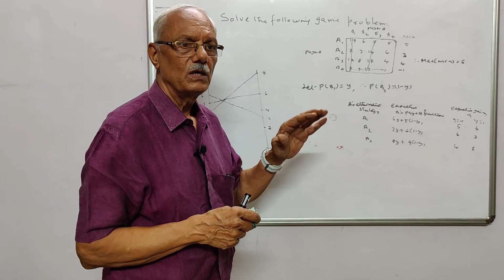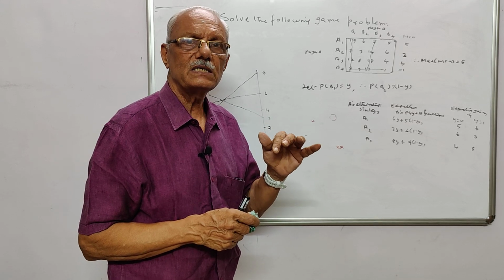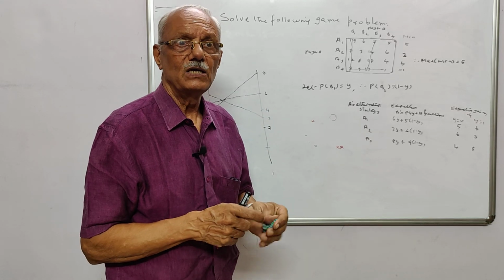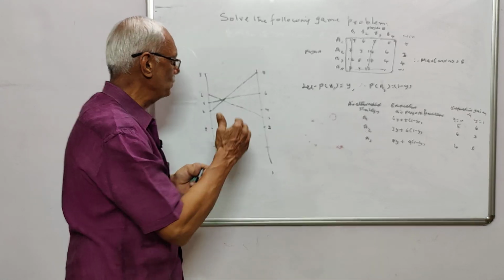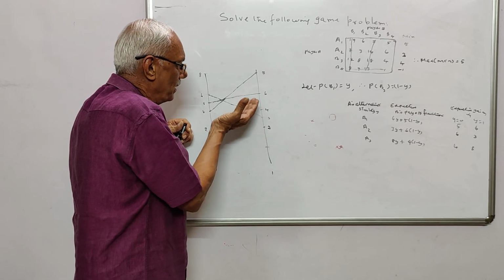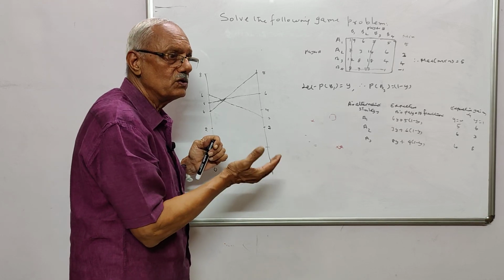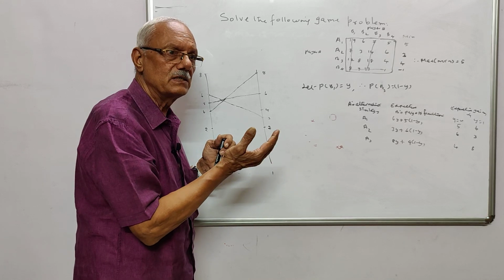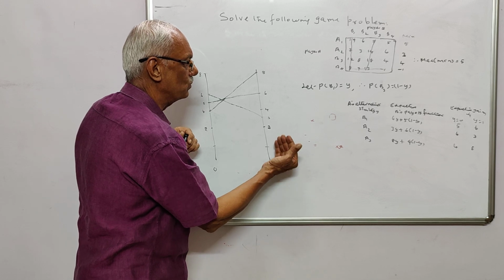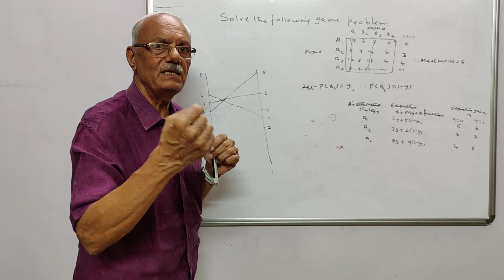I keep B in my mind now and do the problem, and this graph is drawn with B in my mind. What is B's strategy? His strategy is min-max. So you see that as you go up, the values rise, and A will try to go and catch hold of that point where he will gain the maximum.